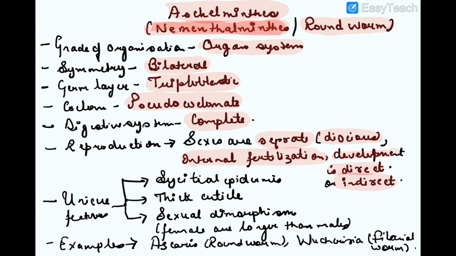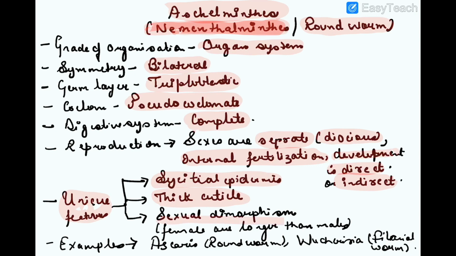Let us look at its unique features. It has a syncytial epidermis. Syncytial epidermis means the epidermis is multi-nucleated, and an epidermis which is multi-nucleated is known as syncytial epidermis. They have a thick covering over the body which is of cuticle. They have a thick cuticle covering over the body.